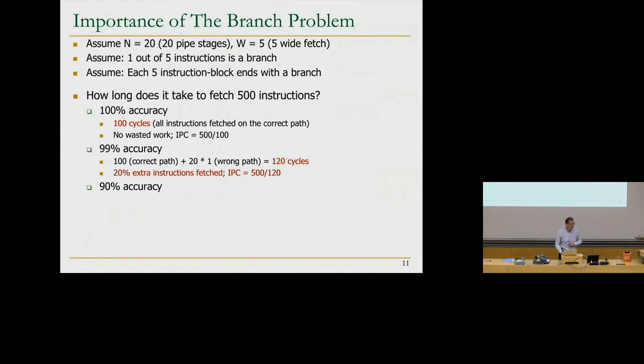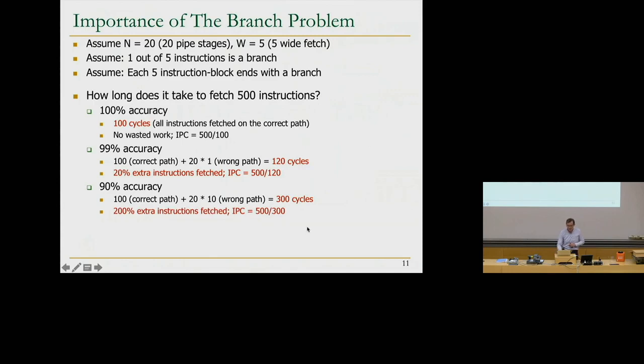Any takers? How long does it take to fetch 500 instructions if you have 90% accuracy? That's good, yeah. Basically, you can think of it again. You definitely need to fetch for 100 cycles to finish all the instructions, but now you're paying extra penalty. 10 out of the 100 branches are wrong, because it's 90% accuracy, and for each of those 10, you're basically wasting 20 pipeline stages. So you basically take 300 cycles to fetch all of them.